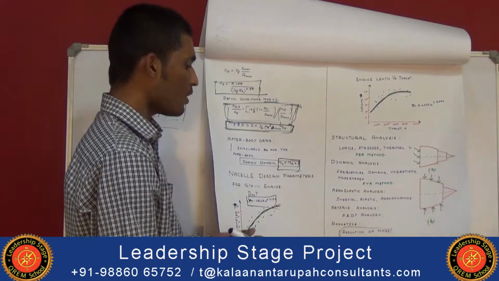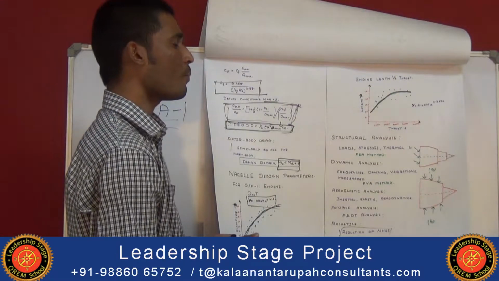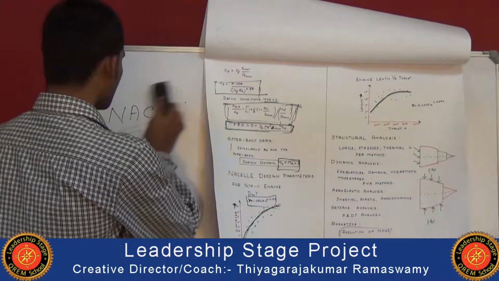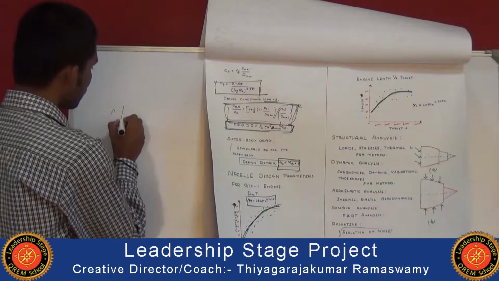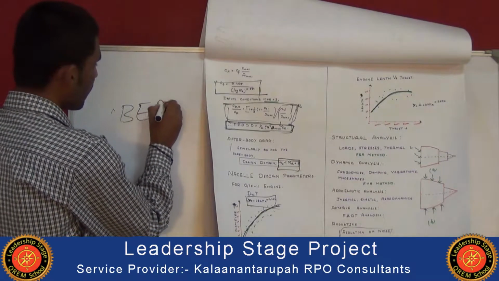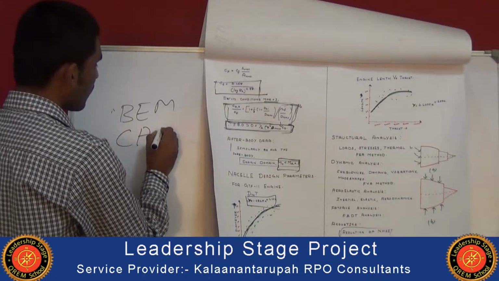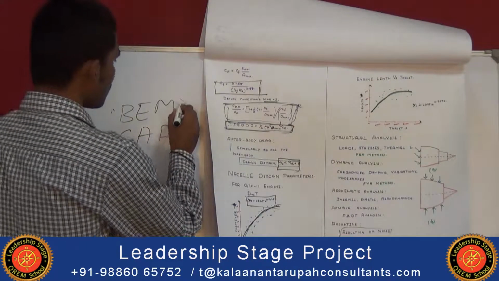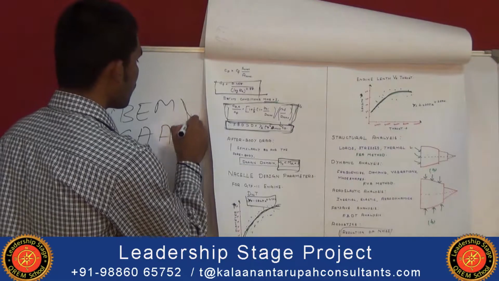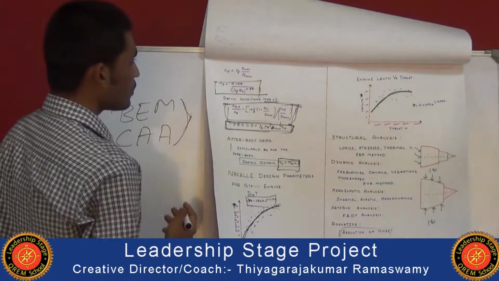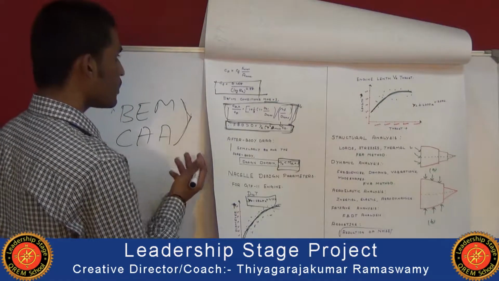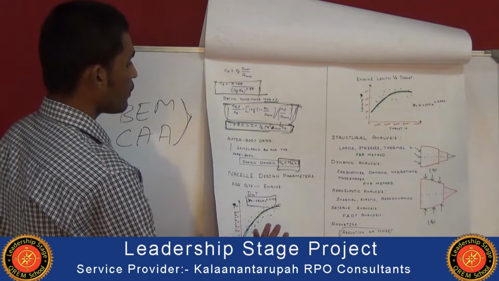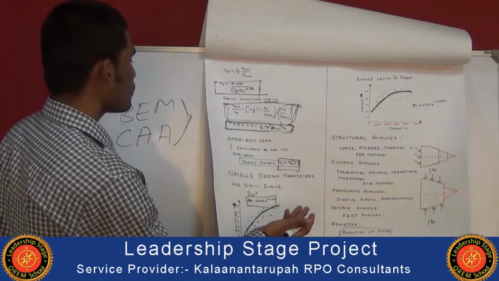The boundary element method and computational aeroacoustics are two methods to find out the acoustics. One is the boundary element method, another one is computational aeroacoustics. To reduce the sound produced from the engine, we use sound absorbing materials as well as advanced design technology. So we are reducing the noise produced from the engine.